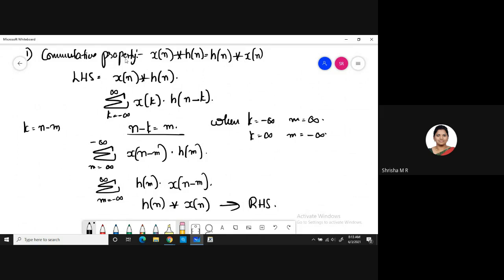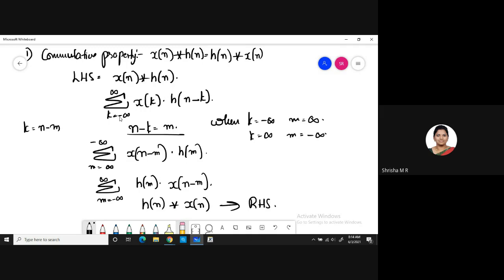So LHS is x of n convolved with h of n. This is the convolution sum because it is discrete time signals, right? So the convolution sum of x of n convolved with h of n is summation k is equal to minus infinity to infinity x of k into h of n minus k. In this equation, I'll take n minus k and replace it with m.